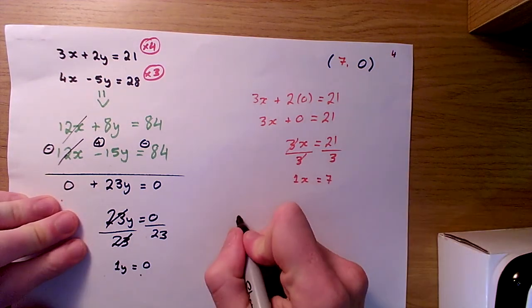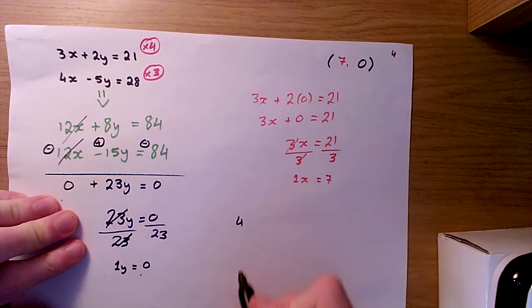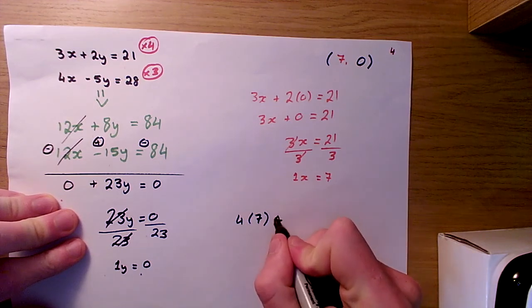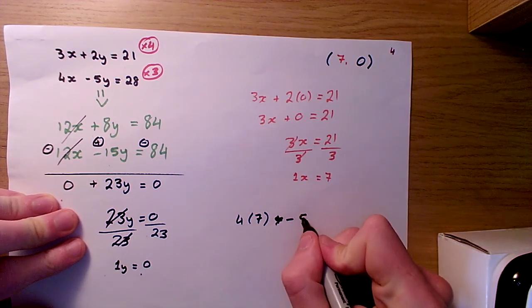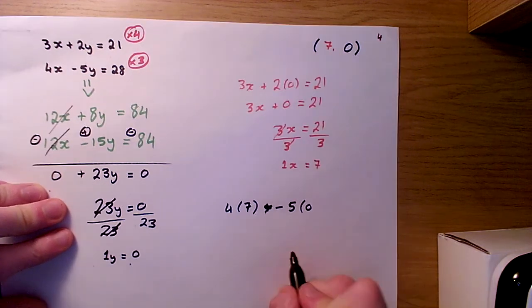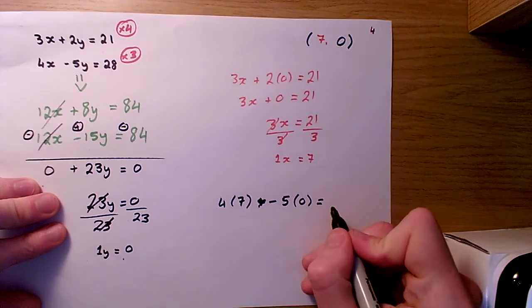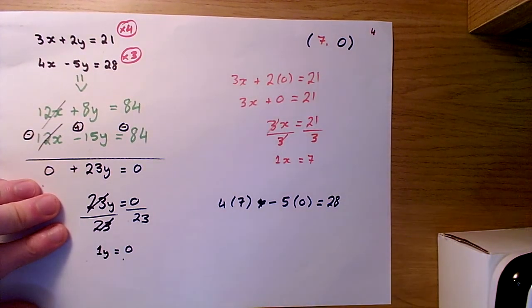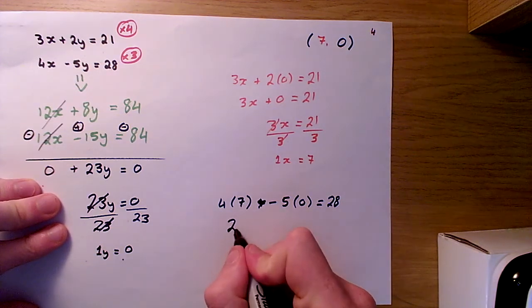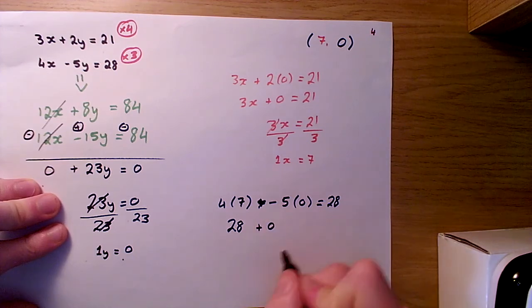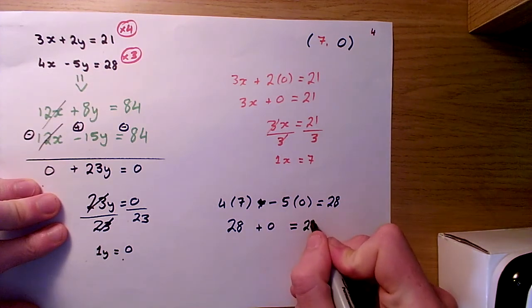Okay, well, I'm going to take the lower line here. We've said that x is 7, so 4 times 7, that should be a minus, 5 times our y coordinate, well, we said that that was 0. And if everything makes sense for us here and is correct, it should equal 28. Alright, so 4 times 7, well, that gives me 28. Minus 5 times 0 is just 0, is equal to 28.